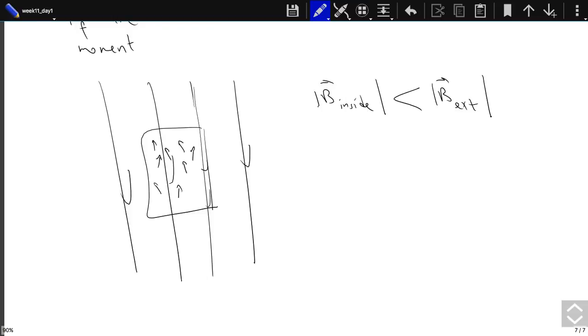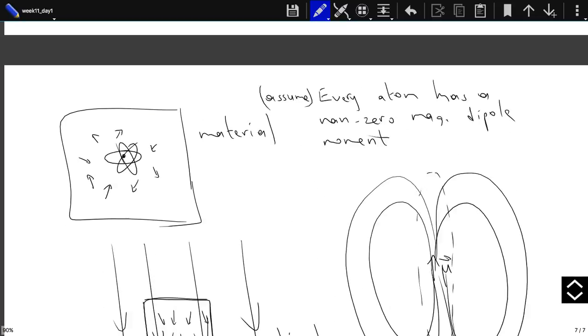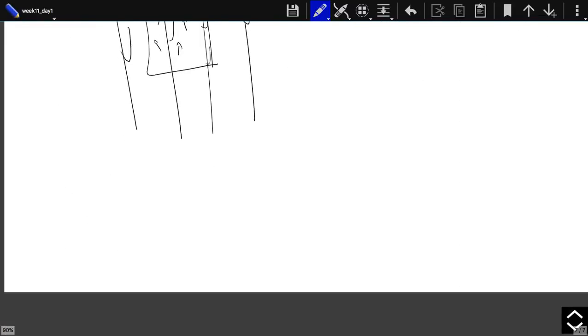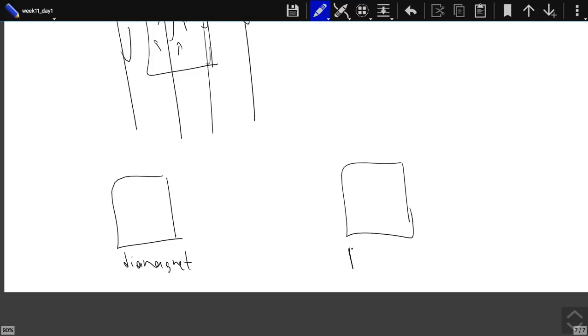Now, if you plot the magnetic field lines, so this is a diamagnet, this is a paramagnet. What happens if you put them in a magnetic field is that the diamagnet acquires a magnetic dipole moment in the opposite direction to the external magnetic field, whereas a paramagnet acquires a magnetic dipole moment in the same direction as the applied magnetic field.